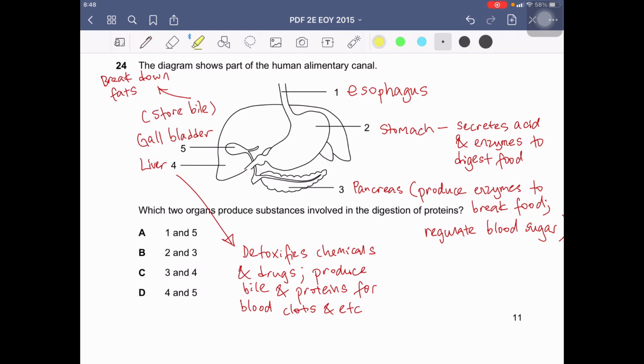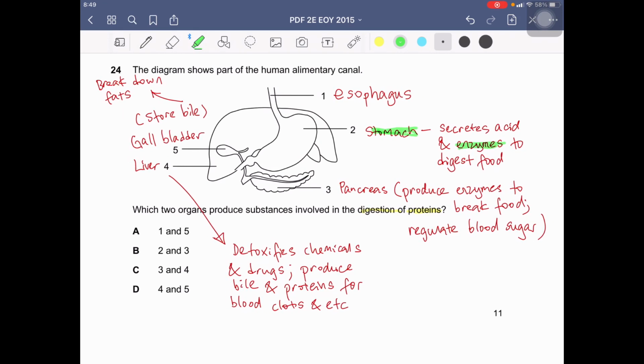So, which two organs produce substances involved in the digestion of proteins? So now you want to talk about proteins. Of course, you have the stomach. The stomach produces a lot of enzymes to digest food. And you also have your pancreas. The pancreas produces enzymes to break down the food. So the answer will be B.